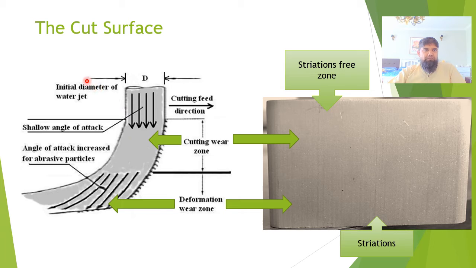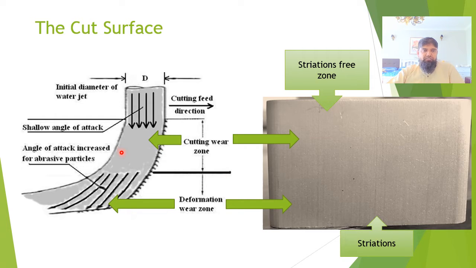This slide describes the two kinds of zones observed in the cut surface produced by water jet cutting process. The top one is the cutting wear zone, which is represented by lack of any striations. It's a quite smooth zone. The bottom one, which contains striations, is called as the deformation wear zone.